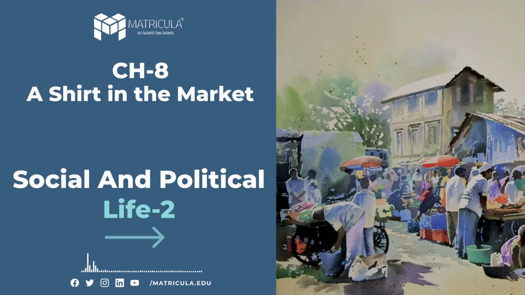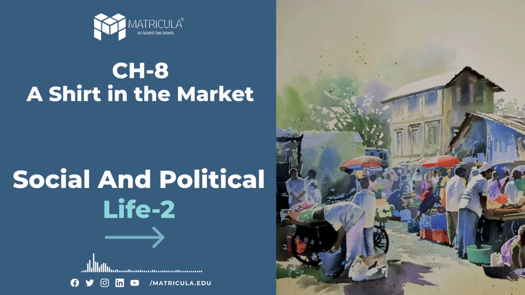Page number 92. Chapter 8 A Shirt in the Market. This chapter tells us the story of a shirt. It begins with the production of cotton and ends with the sale of the shirt. We shall see that a chain of markets links the producer of cotton to the buyer of the shirt in the supermarket. Buying and selling takes place at every step in the chain. Does everyone benefit equally from this? Or do some people benefit more than others?